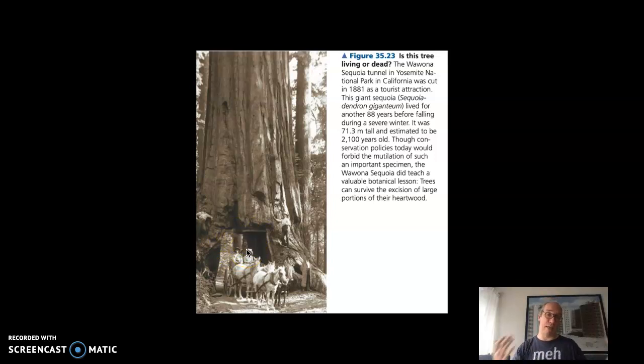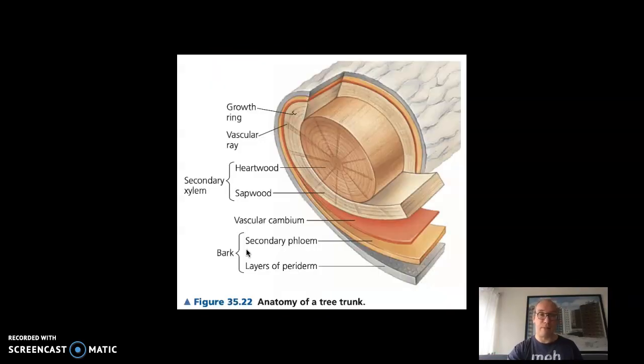But the hardwood takes a role in keeping the plant upright. And this particular tree, as you can see, was 2,000 years old and more than 70 meters tall. So removing hardwood is not always a problem.